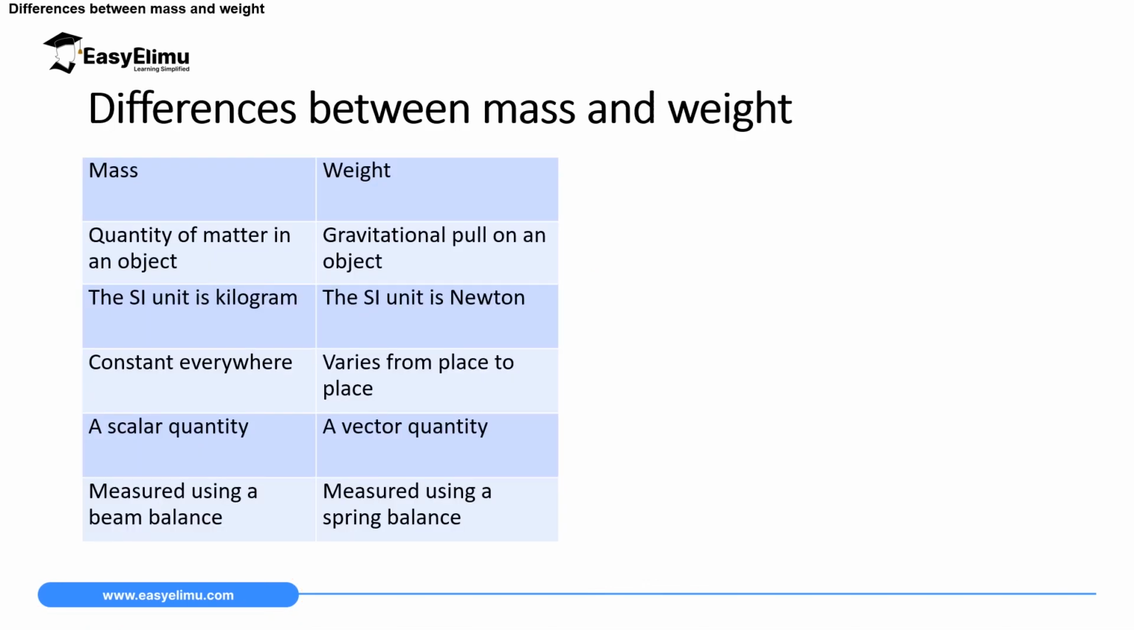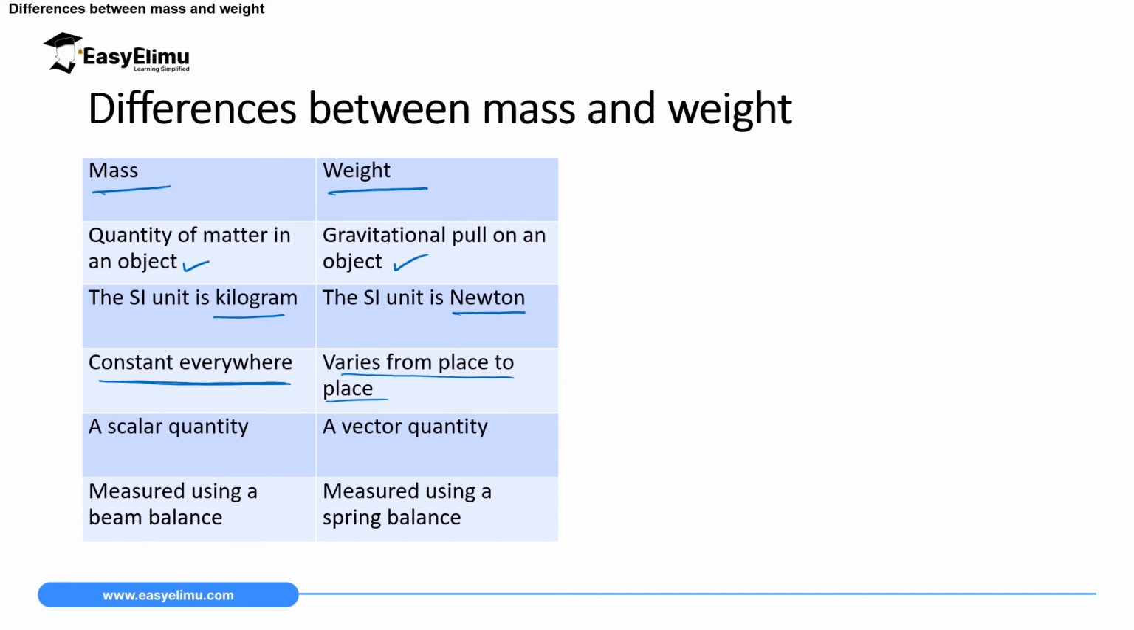So from what we have just discussed and the calculations that we have handled, now we can give the differences between mass and weight. The first difference, which comes from the definition, is that mass is the quantity of matter in an object, while weight is the gravitational pull on an object. The second difference is that the SI unit of mass is kilogram, while the SI unit of weight is newton. The third one is that mass is constant everywhere. Even if an astronaut moves from Jupiter to Mars, the mass will remain the same, but weight will vary. Weight varies from place to place.